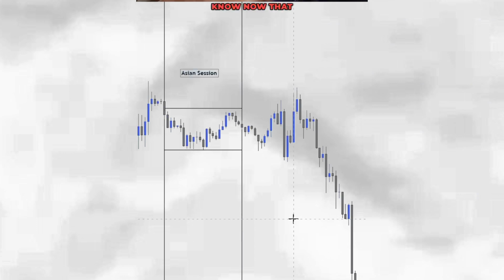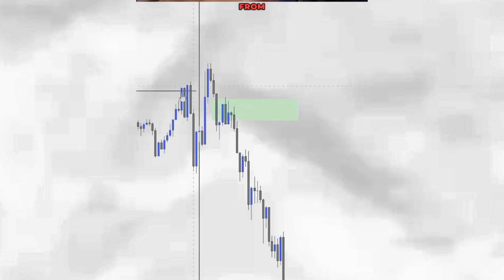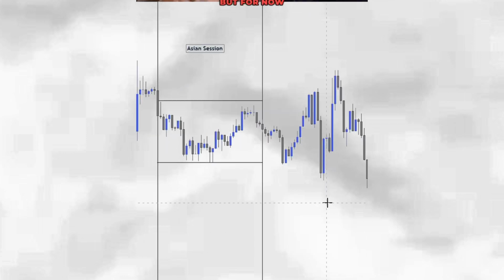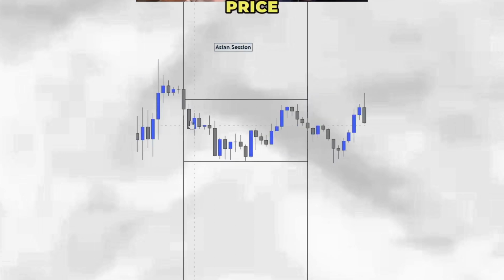So you know now that accumulation is likely to form inside the Asian session. If you spot accumulation inside the Asian session, which is sideways movement, you will be able to then identify the likelihood of manipulation from the next cycle of price action, and then distribution from the manipulation which has happened. But for now, mark out your Asian session times, and when you notice price is accumulating in here, you now know what to expect in the London session and the New York session.